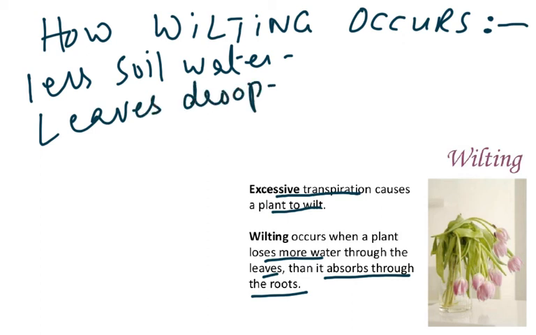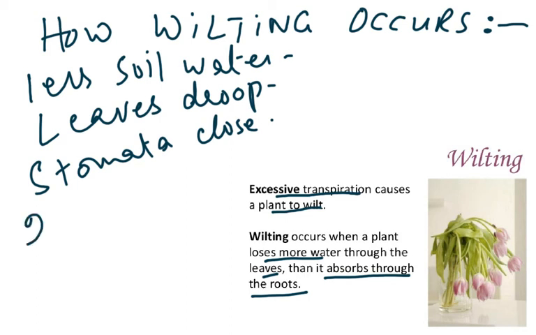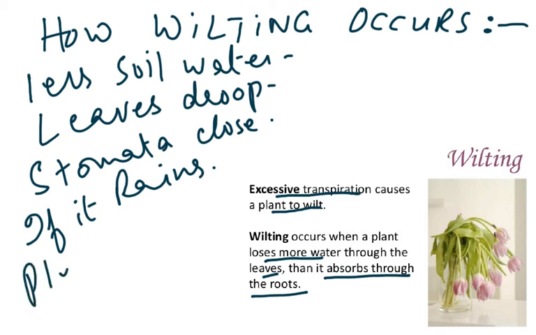And when the leaves droop, stomata close. Also, a plant hormone is released, which is called abscisic acid, and that results in the stomatal closure. Now, when the stomata close, in a way, it is saving the plant because less transpiration is occurring. But of course, photosynthesis is compromised. But if it rains, now we're thinking of a plant in a forest, the plant will recover.